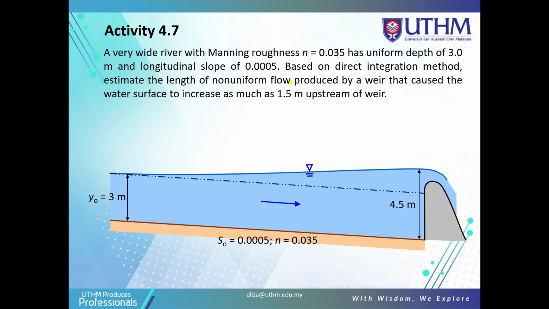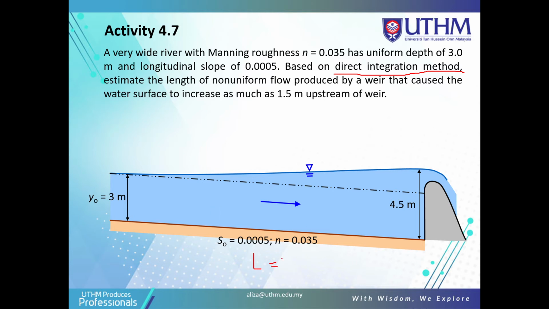So look at activity 4.7 here. A very wide river with Manning roughness 0.035 has uniform depth and a longitudinal slope of 0.005 based on direct integration method. So the method is mentioned in this question, direct integration method. Estimate the length of non-uniform flow, to find the length here.